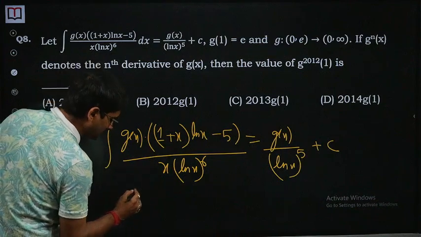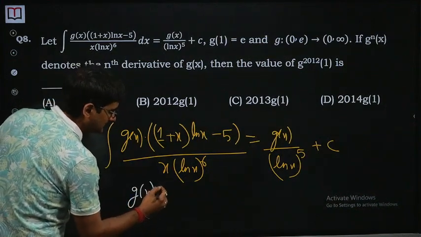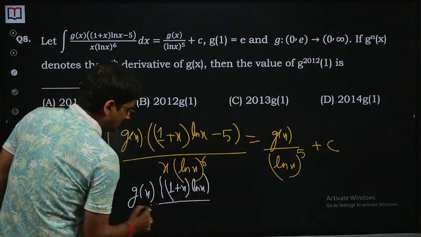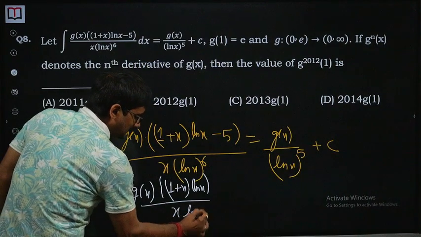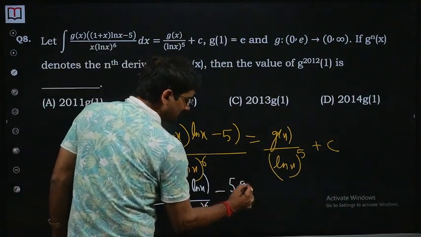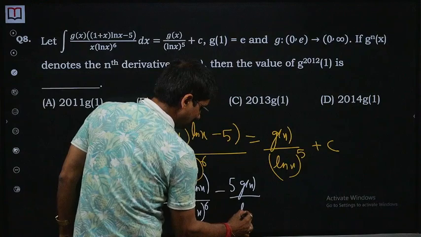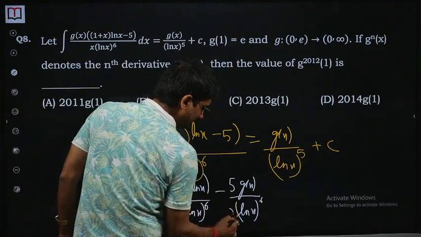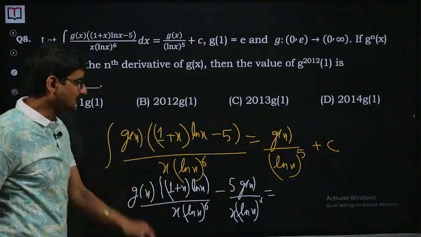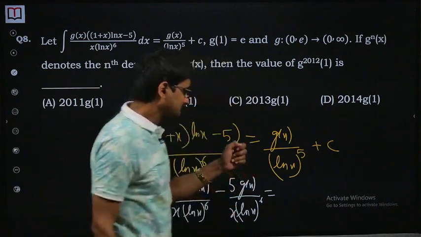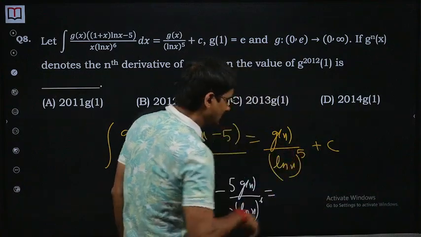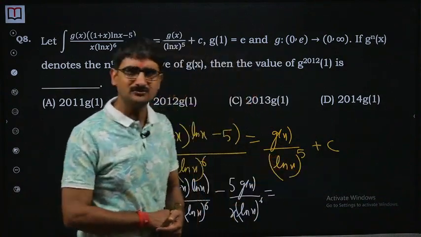So just differentiate both the sides. What will we get? Of course in the LHS that integral term will be gone. So (1 plus x ln x) upon x (ln x) raised to the power 6 minus 5 times g of x upon (ln x) raised to the power 6 upon x. I mean that's the integrand. So you'll get the integrand as it is. Now we have to apply differentiation here. Instead of using the quotient rule, let's apply the product rule.